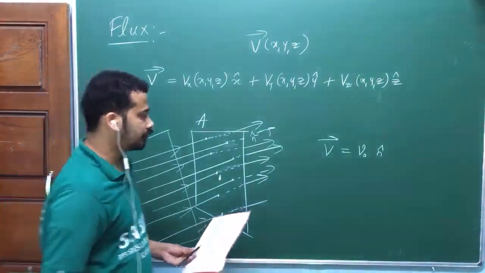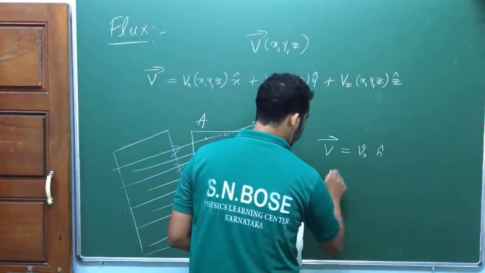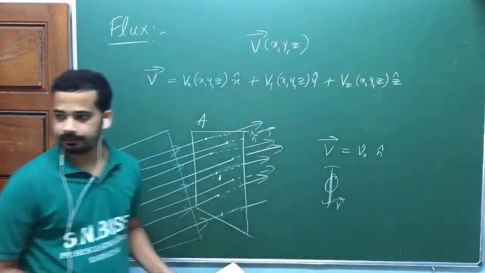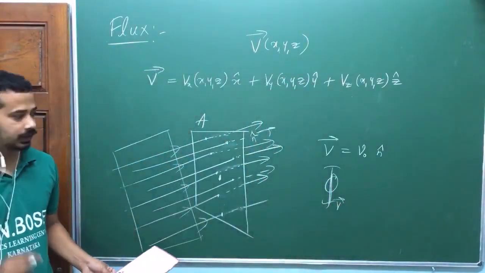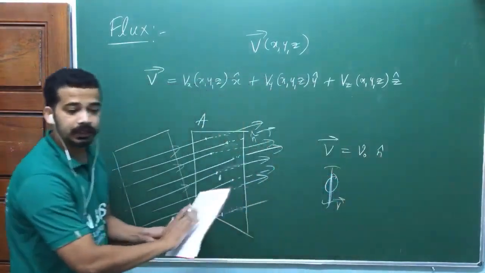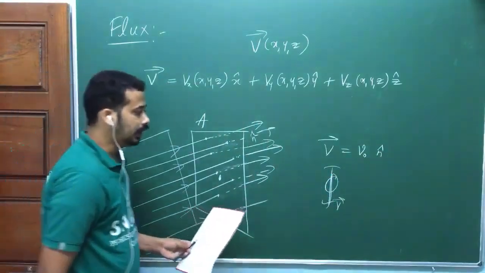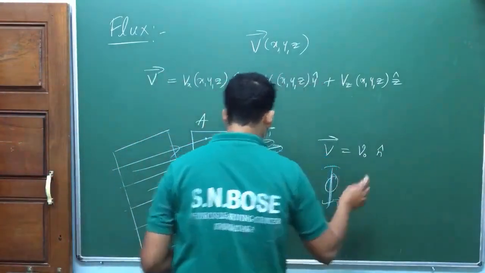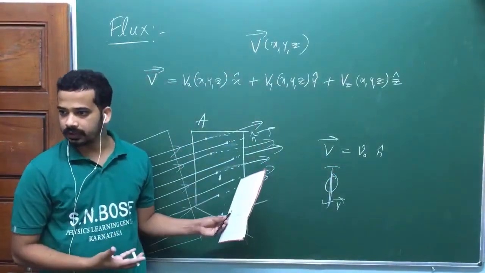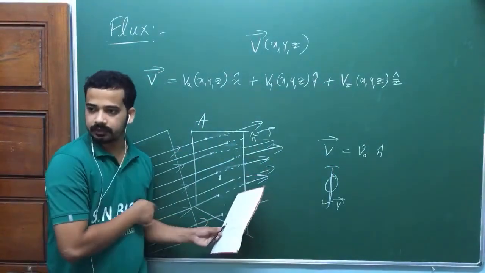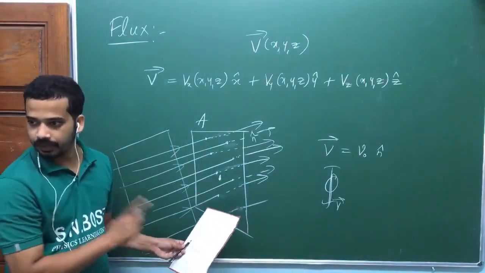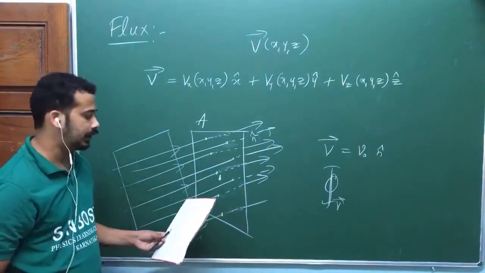Okay, we call that one flux of vector field. Flux of vector field through that area. Okay, look at it. What have I taken? I have taken a uniform vector field. I have taken a planar area. Later we shall generalize. That quantity which is proportional to the number of field lines passing through this one, we call flux. Flux of field lines, through the area.